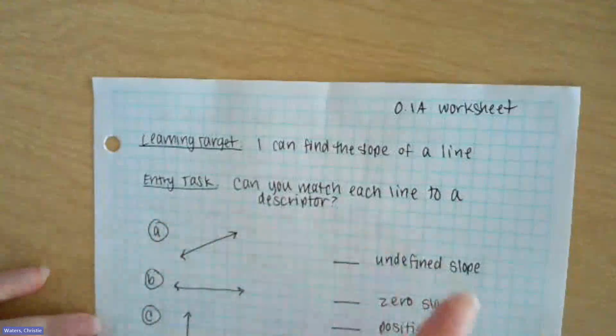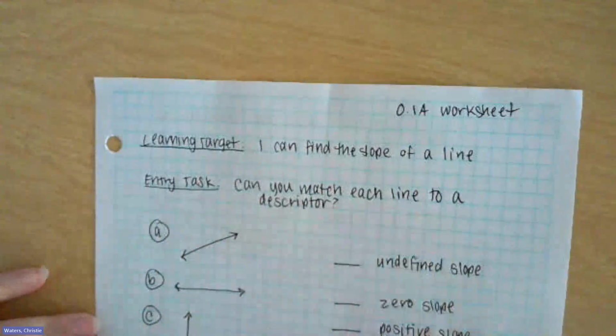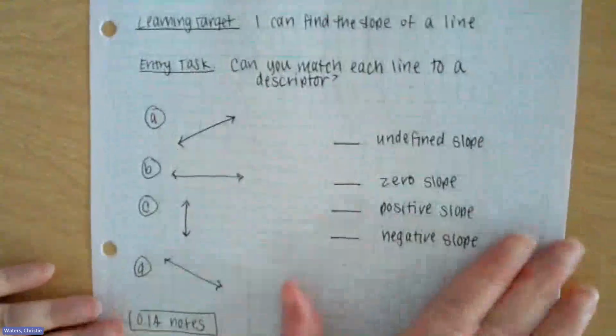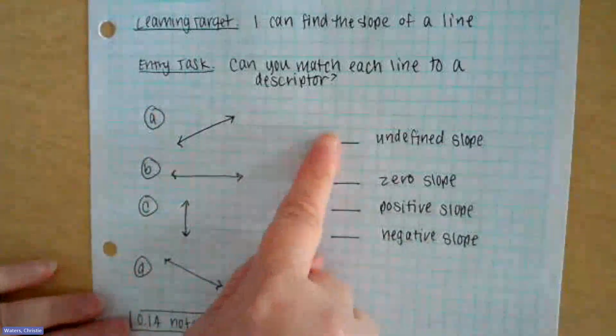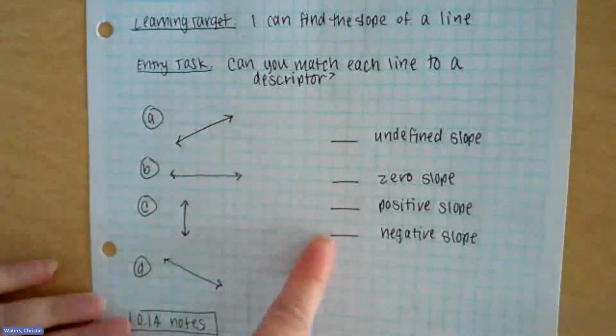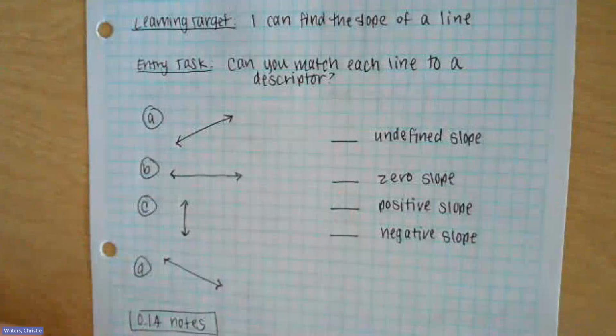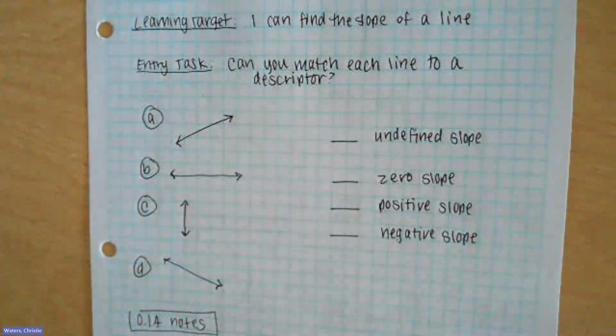And here's our entry task. Can you match each line to a descriptor? So I've got A, B, C, D here. And if you could just write A, B, C, D in any order that you think matches, go ahead and put that over here. While you're working on that, I'm just going to talk you through how we're going to do this.